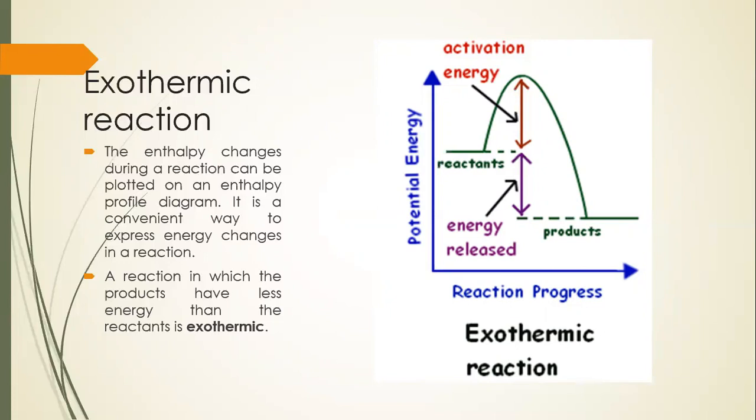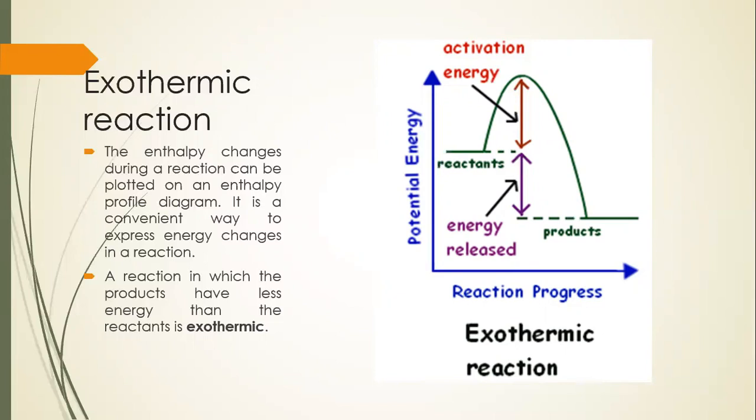How will you calculate the energy released? The product energy minus reactant energy. So product energy is a small number, reactant energy is a big number. So when you calculate the change in energy or energy release, it's found to be negative.